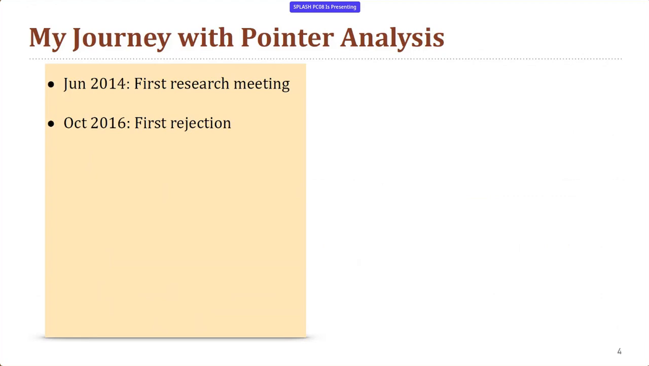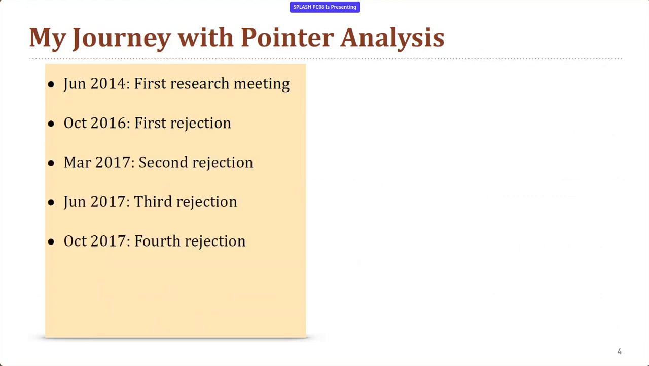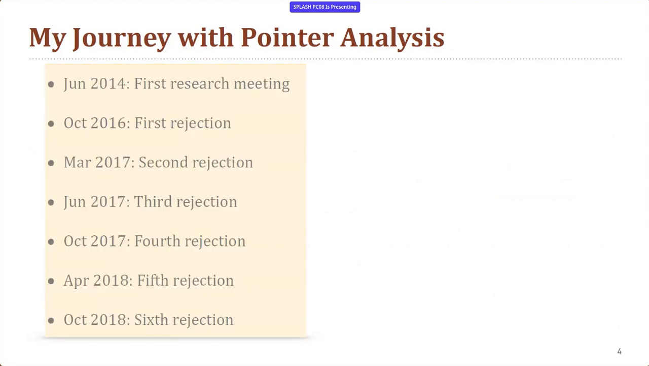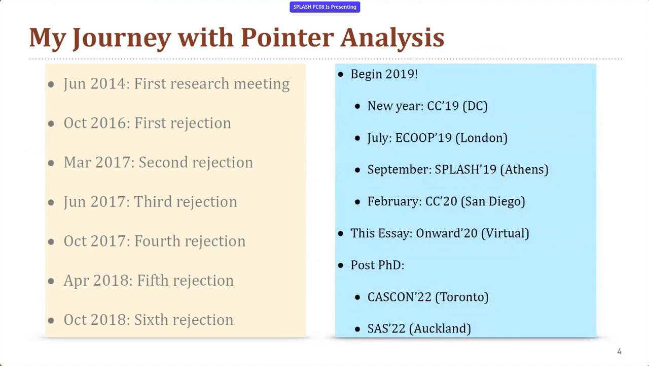In July, I submitted my first paper to POPL. It got rejected. May 17 rejected, June rejected, October rejected, never stopped. April rejected, 2018 rejected. Well, this was multiple works, but after facing so many rejections, the magic started happening in 2019, where we had a paper in CC, then in ECOOP, then in OOPSLA, a paper was presented, then CC. So something started happening again.